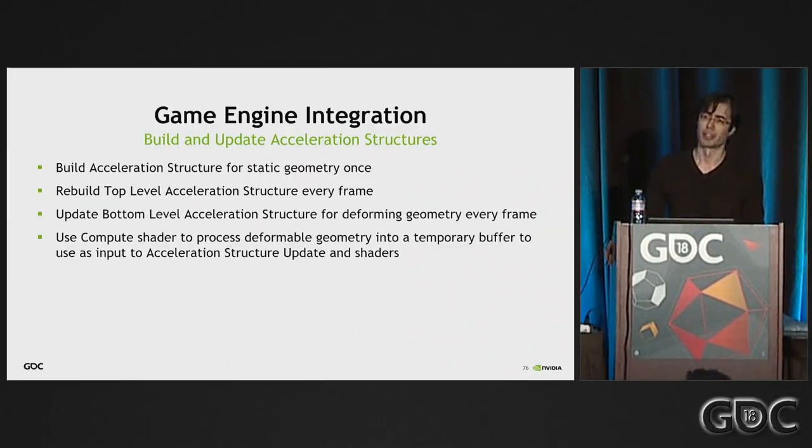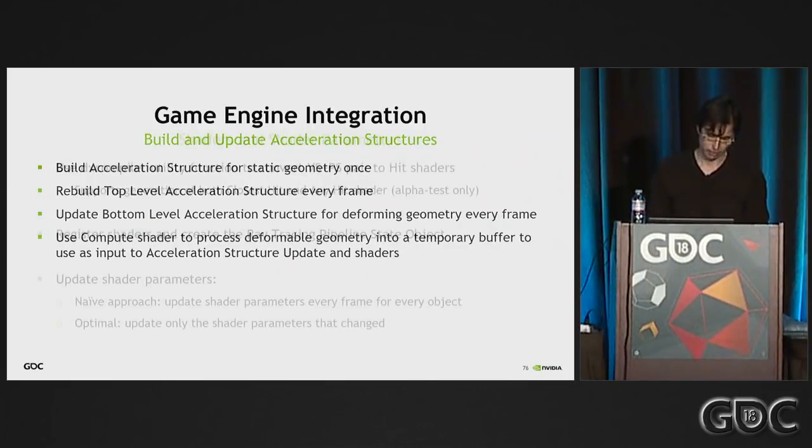for building and updating the acceleration structure, you should usually just build once for static geometry, but every frame, you will typically be rebuilding the entire top-level acceleration structure. I haven't mentioned this, but the API supports what we call a two-level acceleration structure, where the top level has instances pointing to bottom level acceleration structures. So most of the bottom level ones for static geometry are built once. But for deformable geometry, like skinned meshes, you will have to update those every frame. And the way to do that is you typically will run a compute shader to write the results of a skinning or any deformation into a buffer that you can provide as input to the update acceleration structure command.